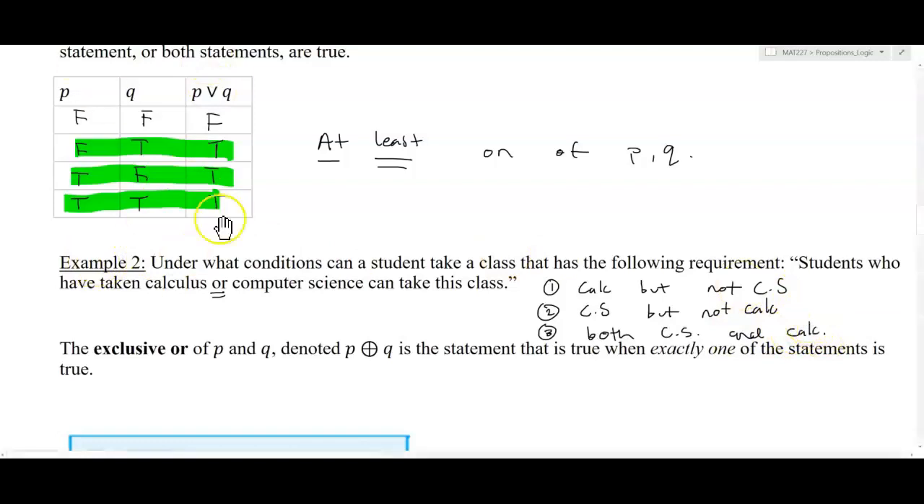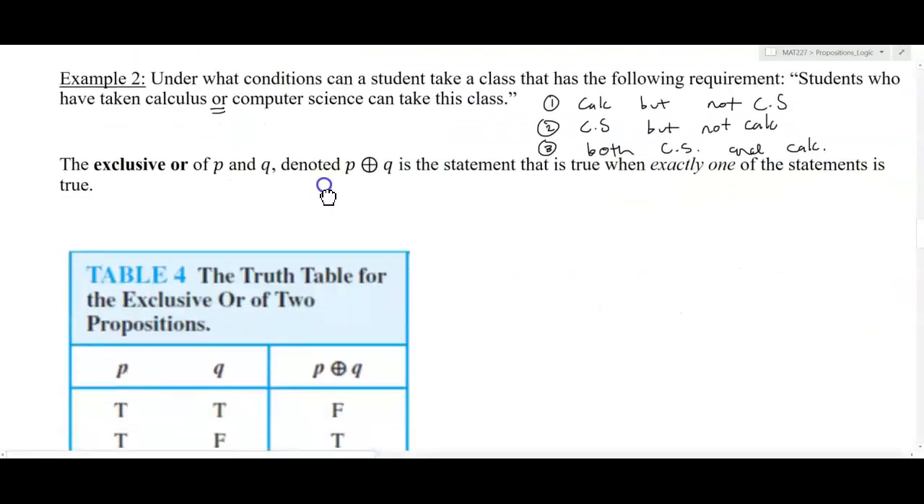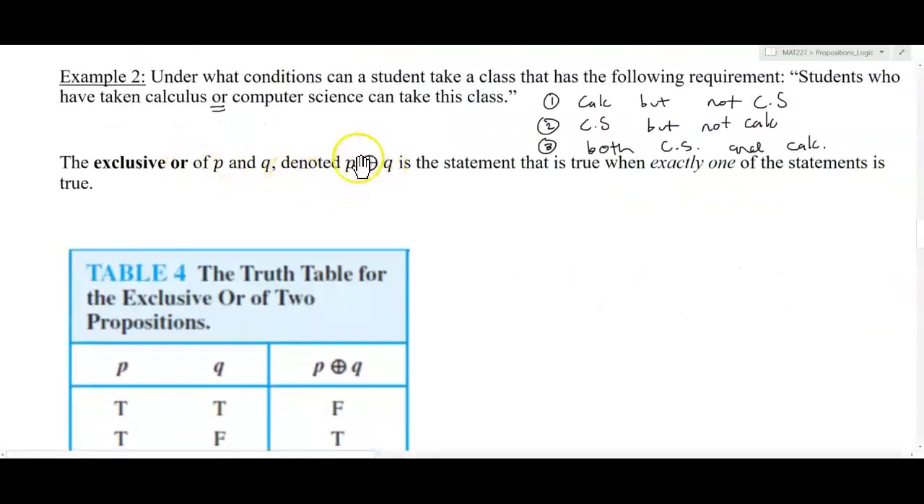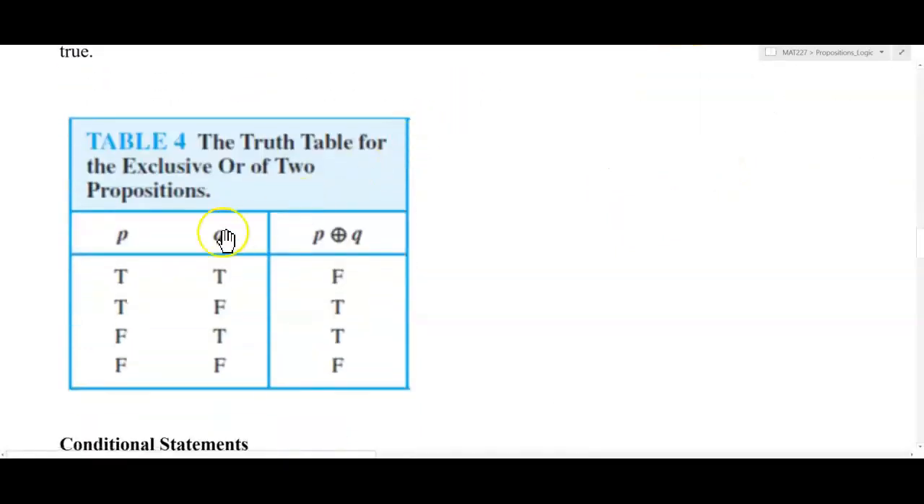Now, there is a definition for the exclusive OR of P and Q, denoted P with a plus sign circled, is a statement that is true when exactly one of the statements is true. Exactly one, meaning if it's an exclusive OR, it can't be both. So for example, a situation where you might see this is, let's say you tell a child, you can have chocolate.